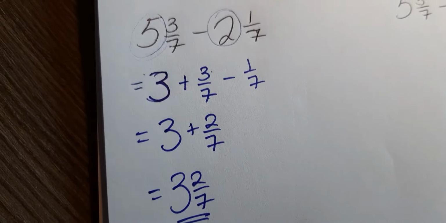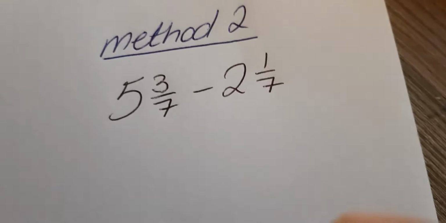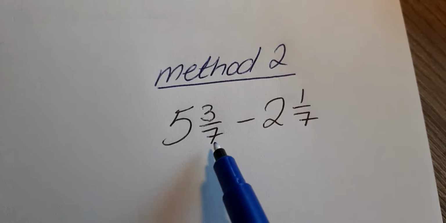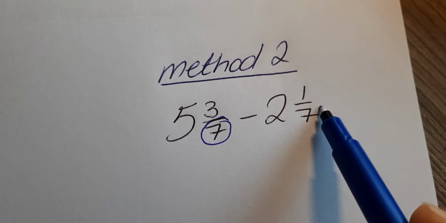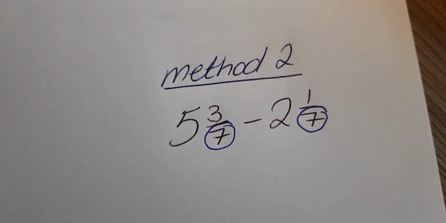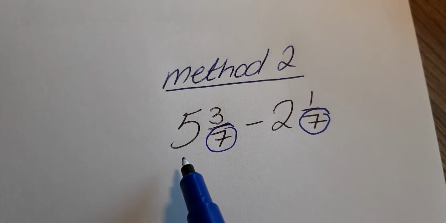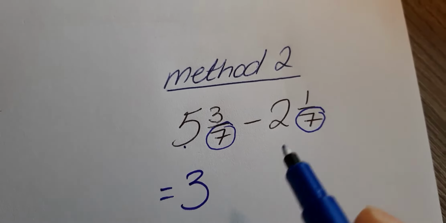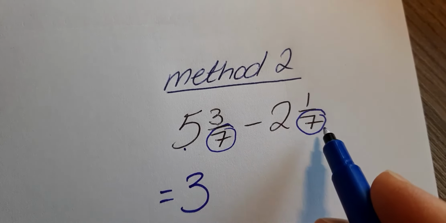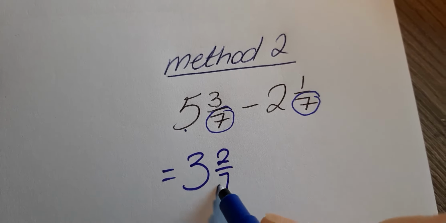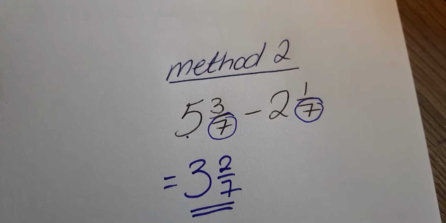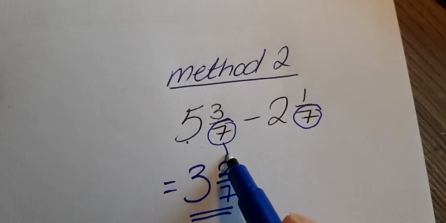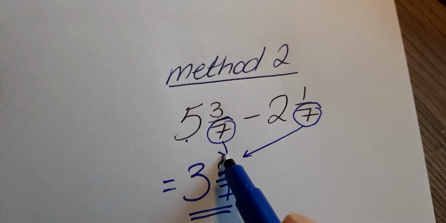A slight variation on this is we can just say straight off here, we check that the denominators are the same, otherwise we make them the same. They're fine. So we'll just say straight off 5 minus 2 is 3, and 3/7 minus 1/7 is 2/7. So we just went straight away and put these both.